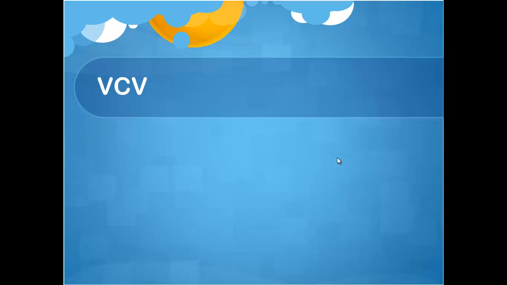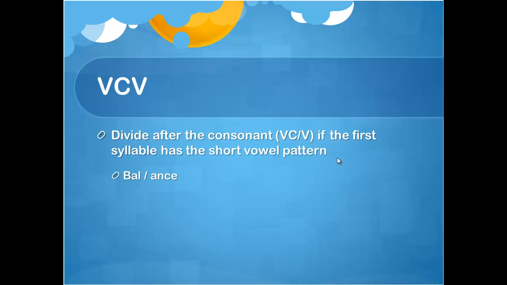The first one we're going to look at is vowel, consonant, vowel. When you're in this situation, you're going to divide it after the consonant if the first syllable has the short vowel pattern. So let's take a look at an example. Balance. Because the first A in balance is a short vowel sound, we're going to divide after the consonant, which is an L, and break it down as shown.